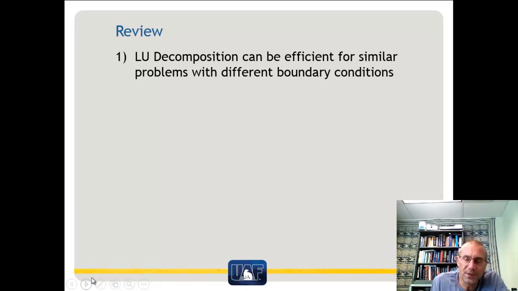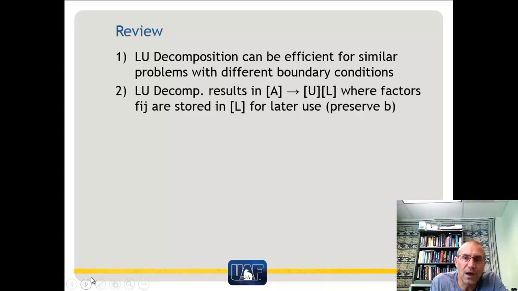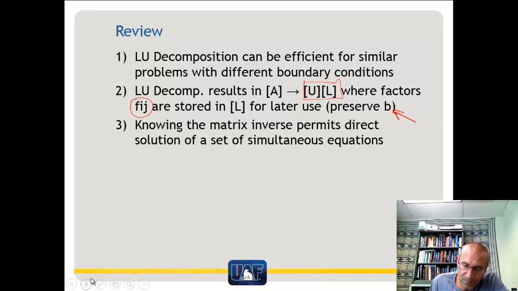We looked at LU decomposition, and we saw it can be efficient when we're solving similar problems that have differing boundary conditions. We saw that LU decomposition takes the matrix A and generates two different matrices, which we call U and L for upper and lower. The lower one has these factors f_ij that we store in the lower matrix for later, and that way we can preserve B and then generate our new B primes, which the book calls D later on.